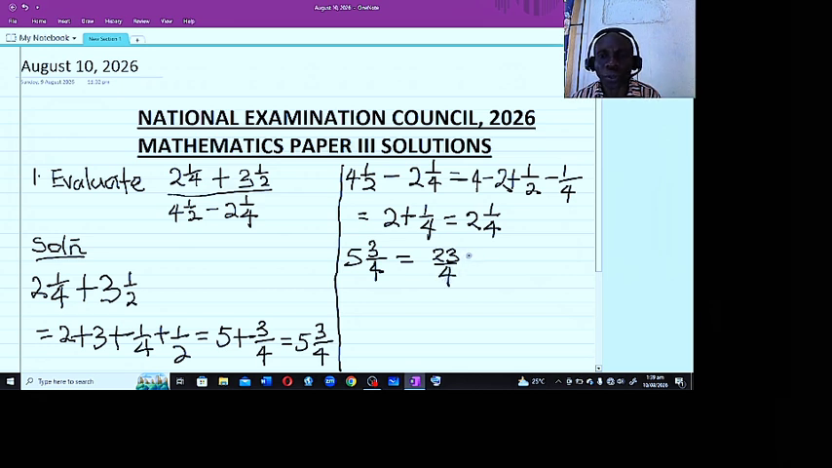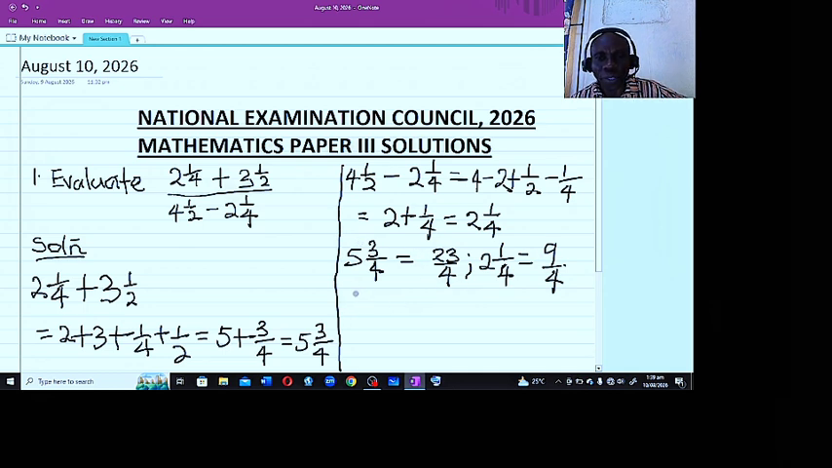And then for the second one, here 2 wholes 1 out of 4. Let's work that as well. What would that give us? 2 times 4, 8. 8 plus 1, 9. So we have 9 over 4. Okay, so remember, we were supposed to divide the numerator by the denominator. So we shall divide 23 over 4 by 9 over 4.